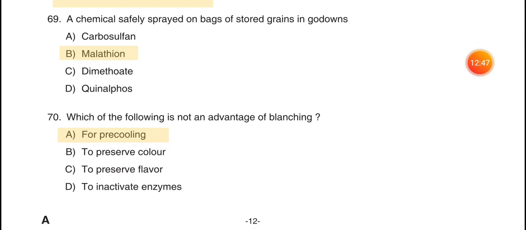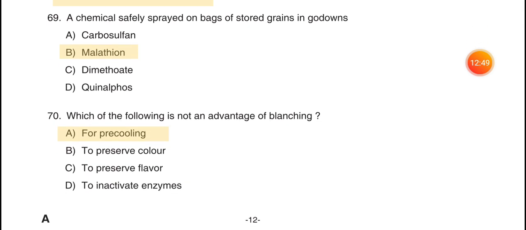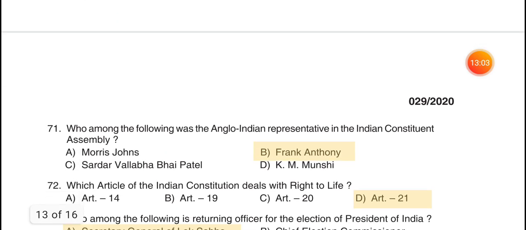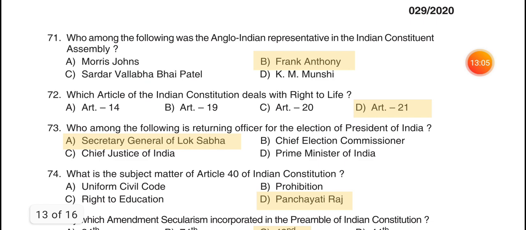69. A chemical safely sprayed on bags of stored grain in godowns. Option B, malathion. 70. Which of the following is not an advantage of blanching? Option A, for pre-cooling. 71. Who among the following was the Anglo-Indian representative in the Indian Constituent Assembly? Option B, Frank Anthony.